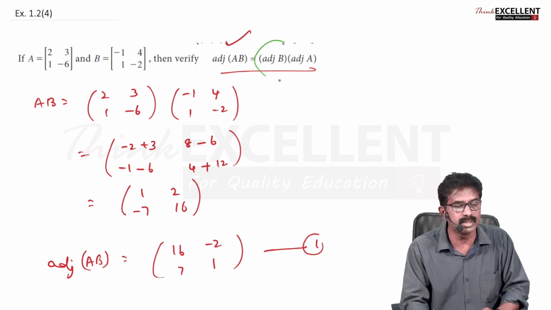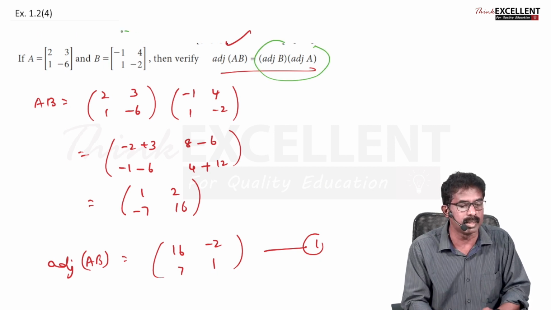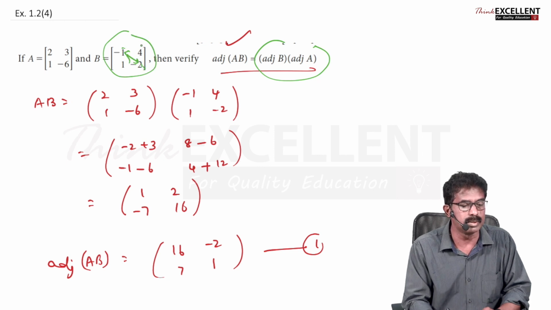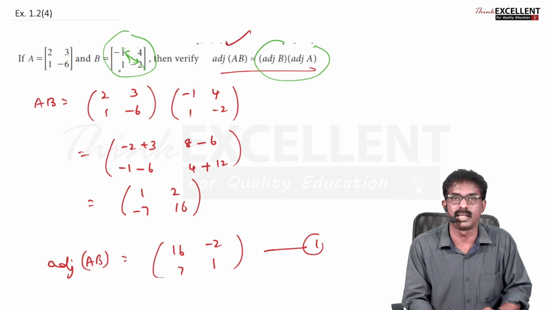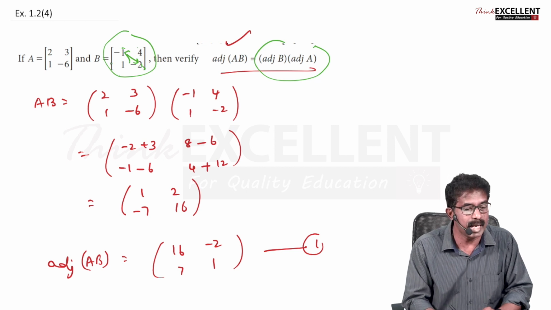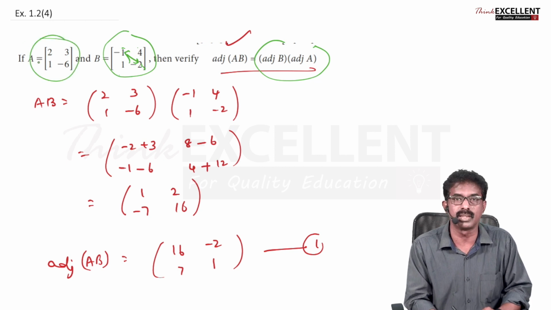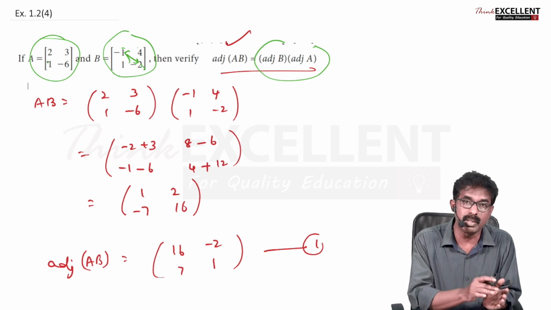So first you find adjoint B. All of you know how to write adjoint B, right? Two changes. Principal diagonal interchange. Other two elements you change the sign. So minus 4, minus 1. Then adjoint A. Here you find the adjoint. Okay. Then multiply adjoint B first.